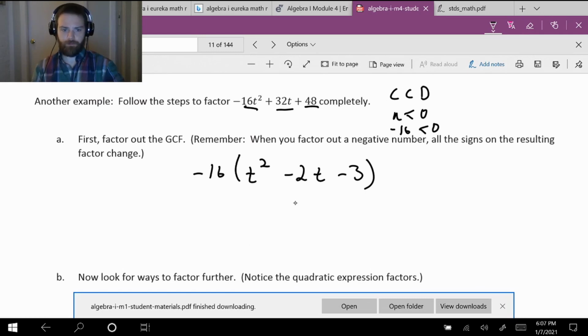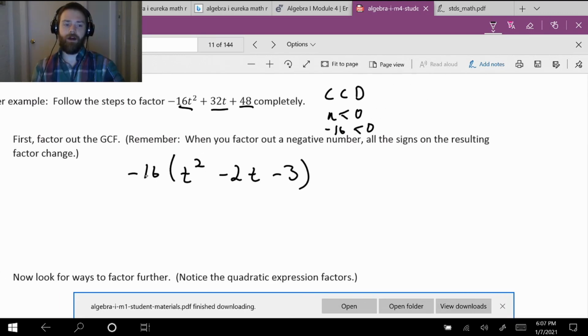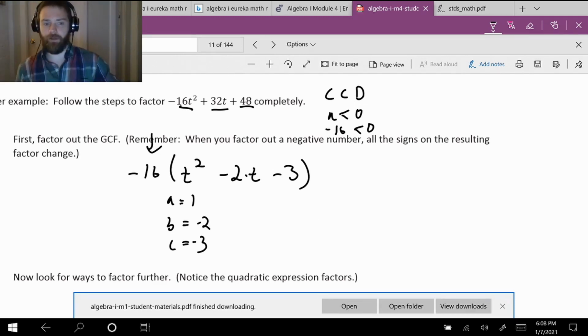So now all I have to do is factor this guy. And whenever you find the GCF, you're factoring the inside expression. So t squared minus 2t minus 3 is my quadratic to factor. So a equals 1, b equals negative 2, and c equals negative 3. Now this a is different from this a, okay, sorry about that. So right here, a equals 1, b equals negative 2, and c equals negative 3.